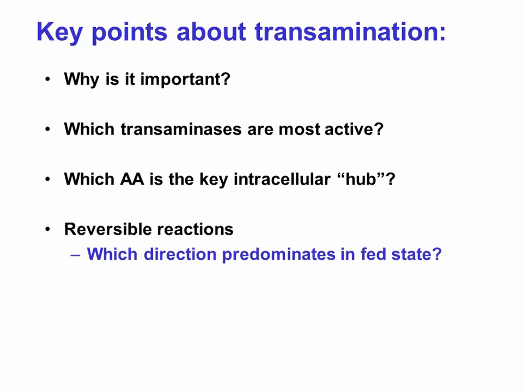Which direction predominates in the fed state? You're producing what? Glutamate, right? And I've written them left to right like that. They are reversible. You need to know that. Remember that they are, but I've written them the way they will look in the fed state. You're going to be producing glutamate from the alpha keto acid of the other.